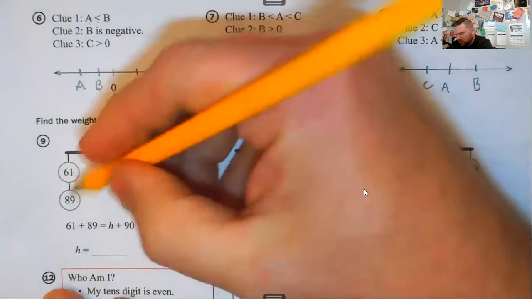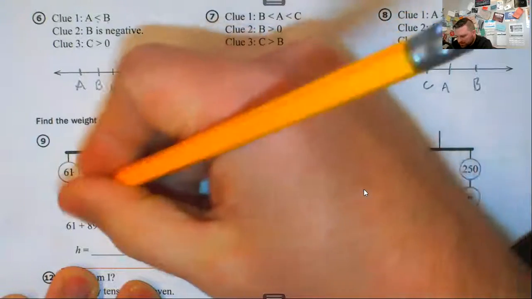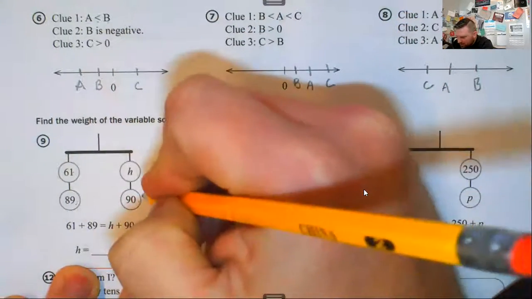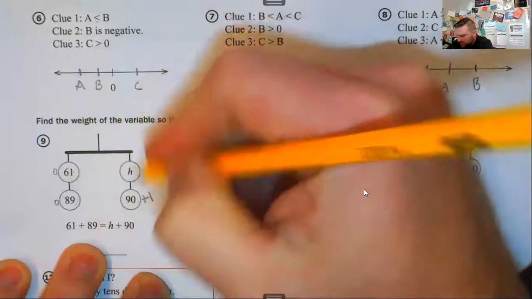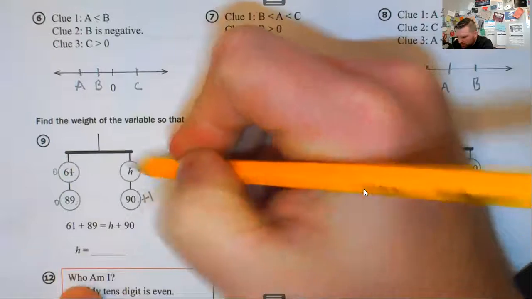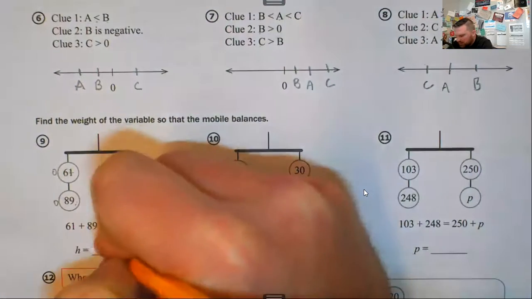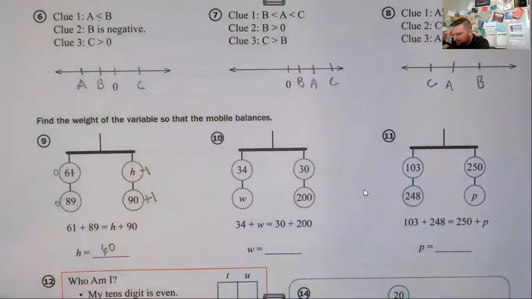So here, this is going this way. This is 1 less. Okay, or 90 is a plus 1 if this is 0 and this is 0. So in order for this to balance out, we have to go minus 1 here. So 61 minus 1 would be 60. So here H would have to be 60 for these things to balance out.